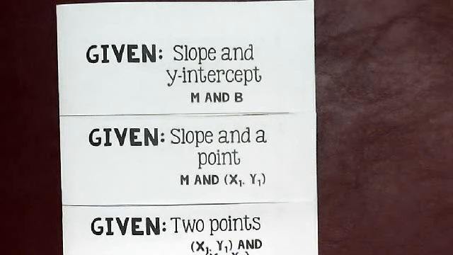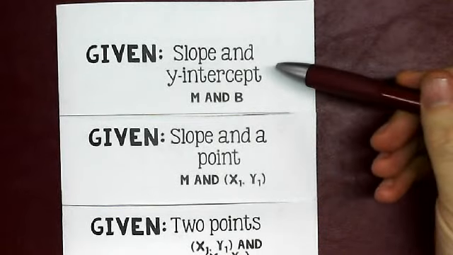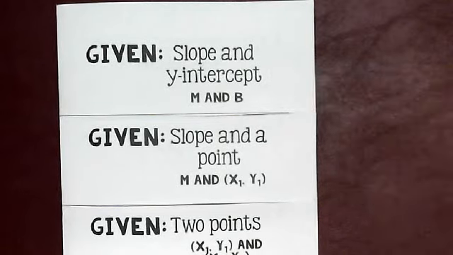Hello. Today we're going to talk about how we write equations of lines given various pieces of information. Let's start with the easiest. What if we were given the slope and the y-intercept? They give us m and they give us b.